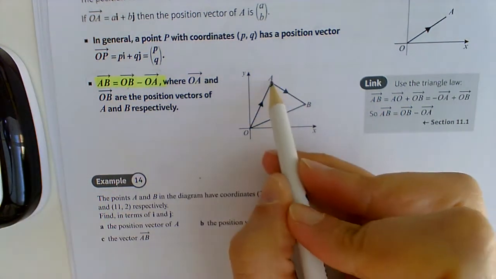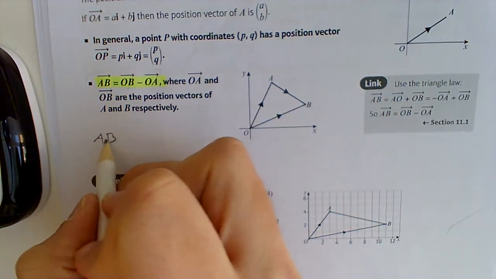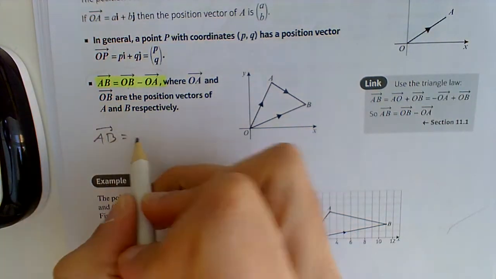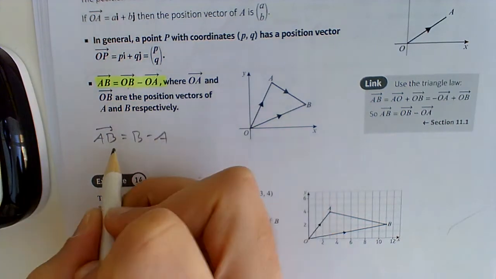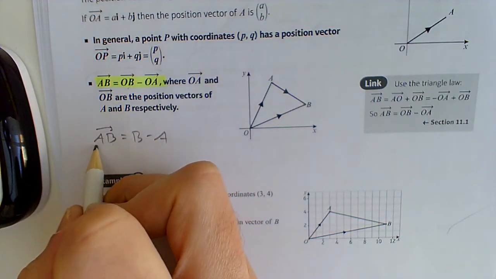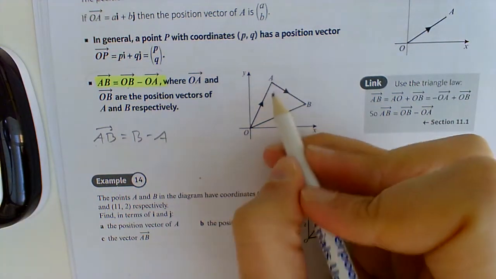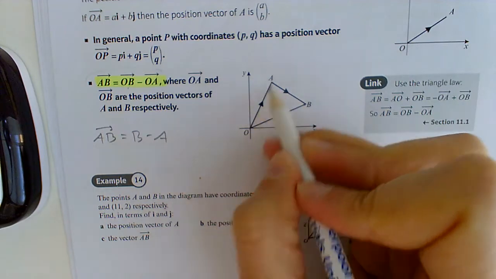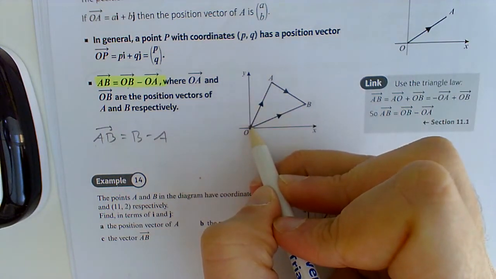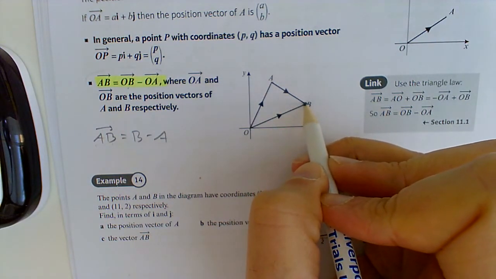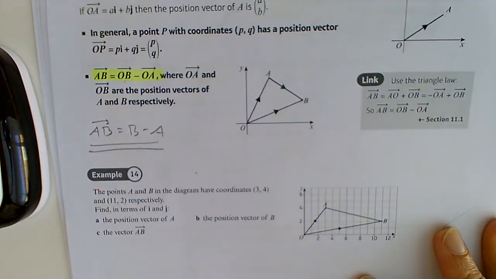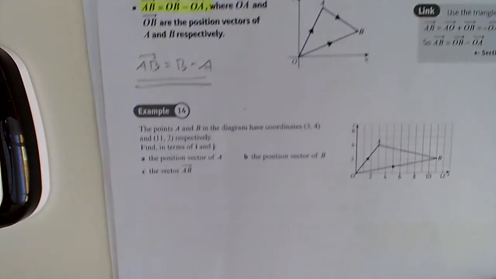So whenever it asks for the vector AB, you do B minus A. You start there and take away that one. Students always seem to want to do A take away B. It's not, it's B take away A. Because if you're starting at A, you have to reverse the position vector of A to get back to the origin and then go the positive way down B. That's really important. The rest of this is dead easy.